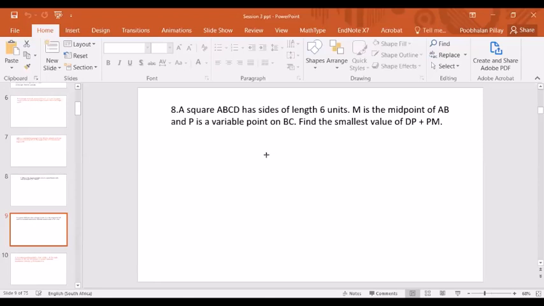It says that a square ABCD has sides of length 6 units.